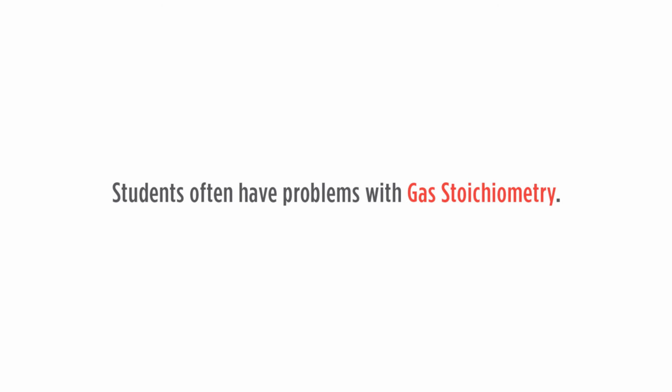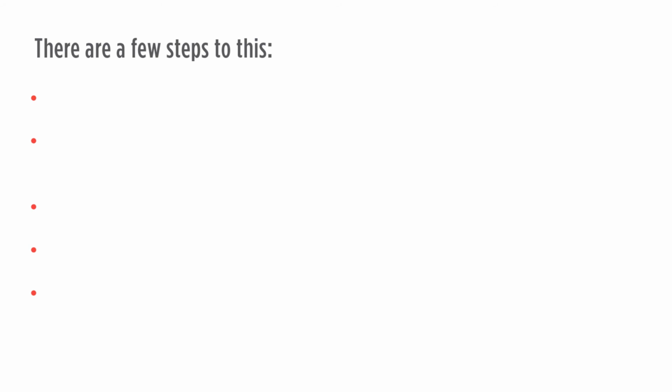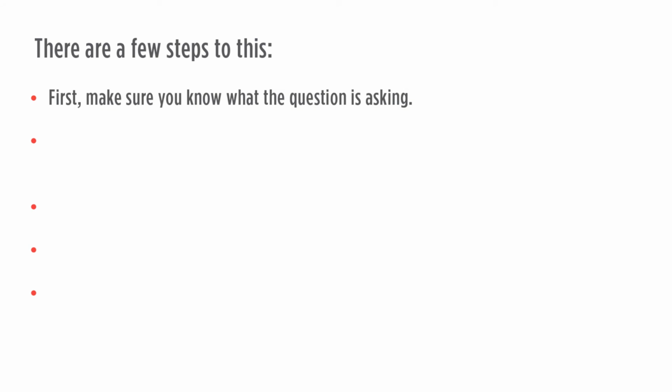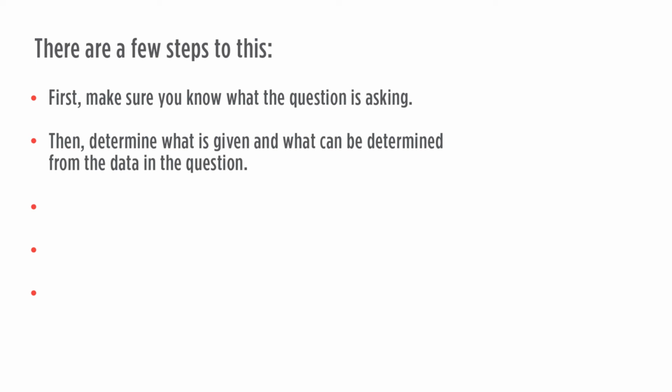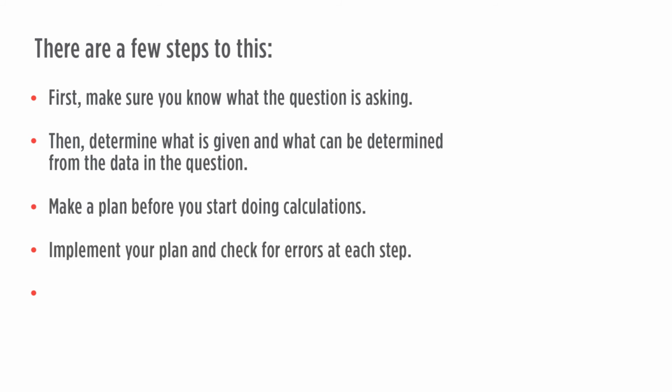Students often have problems with gas stoichiometry. You just need to take it slow. Take the problems step by step. Make a plan for solving the problem. There are a few steps to this. First, make sure you know what the question is asking for. Then, determine what is given and what can be determined from the data in the question. Make a plan before you start doing the calculations. Implement your plan and check for errors at each step.